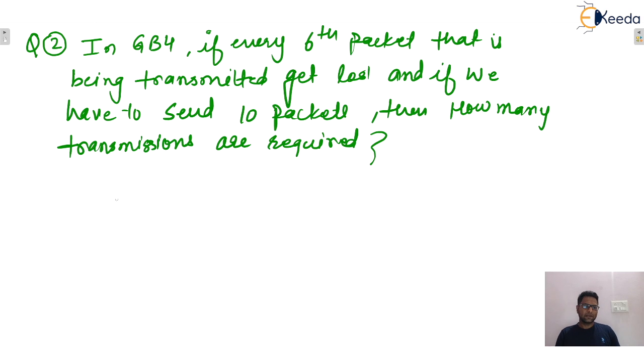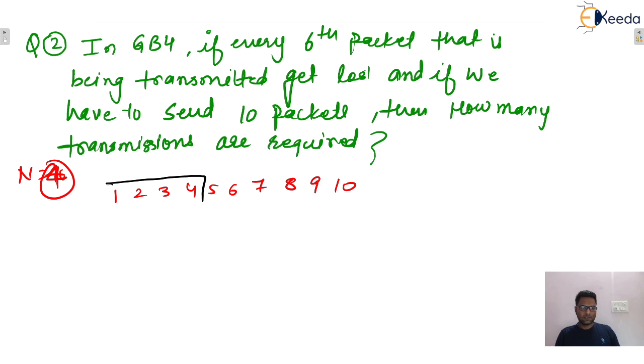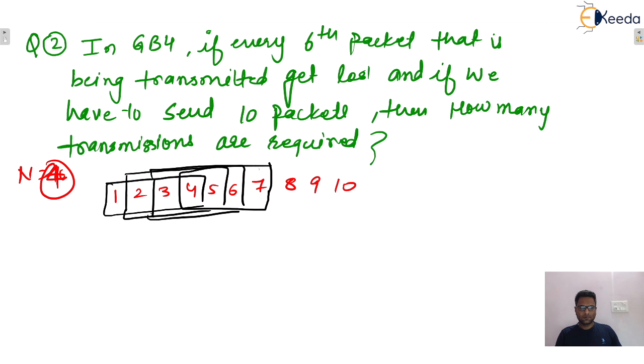Now again 10 packets are there, 1, 2, 3, 4, 5, 6, 7, 8, 9, 10, and here the N value is 4. So the window size will be 4. Initially, in the window 1, 2, 3, 4, these packets will be there. When 1 is acknowledged, then the window will be slid. When 2 is acknowledged, then the window will be slid, and so on.